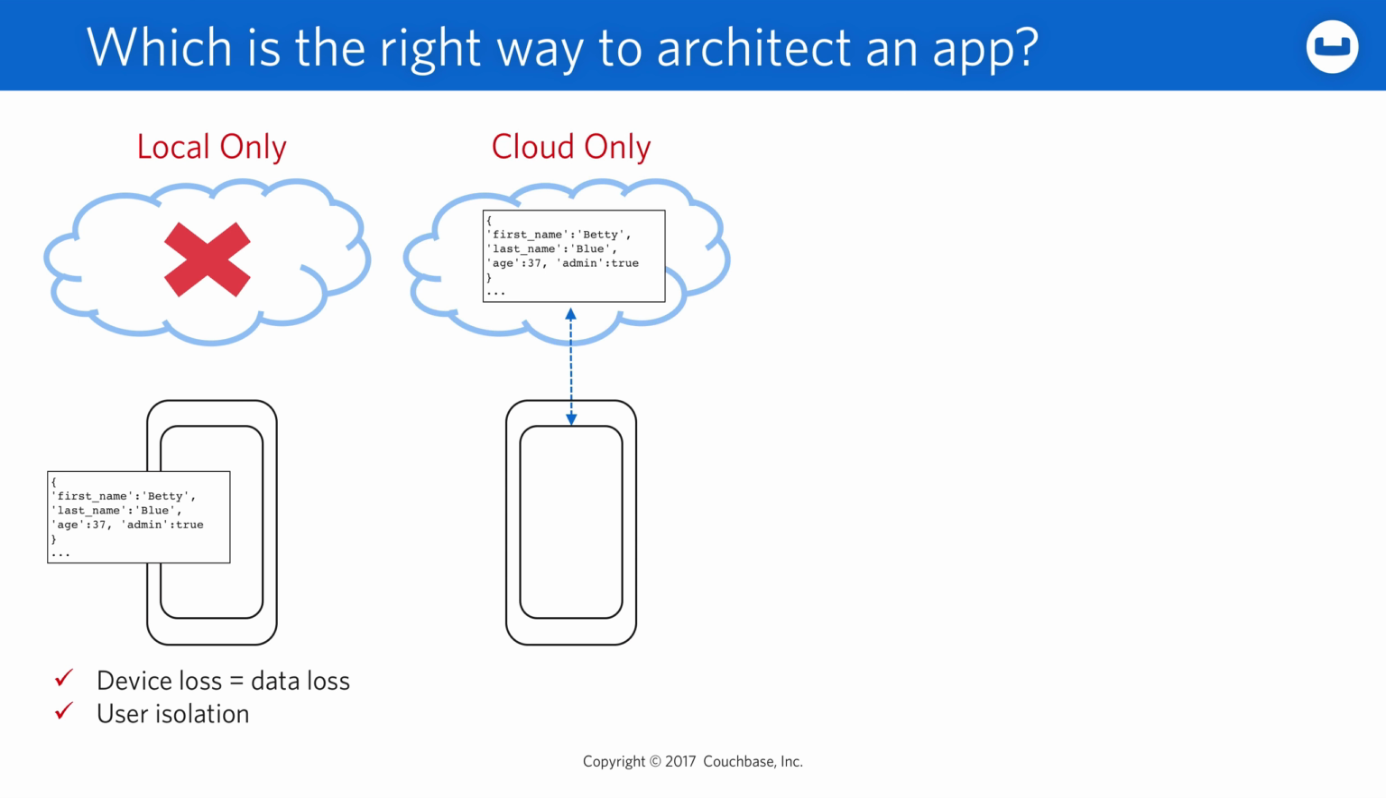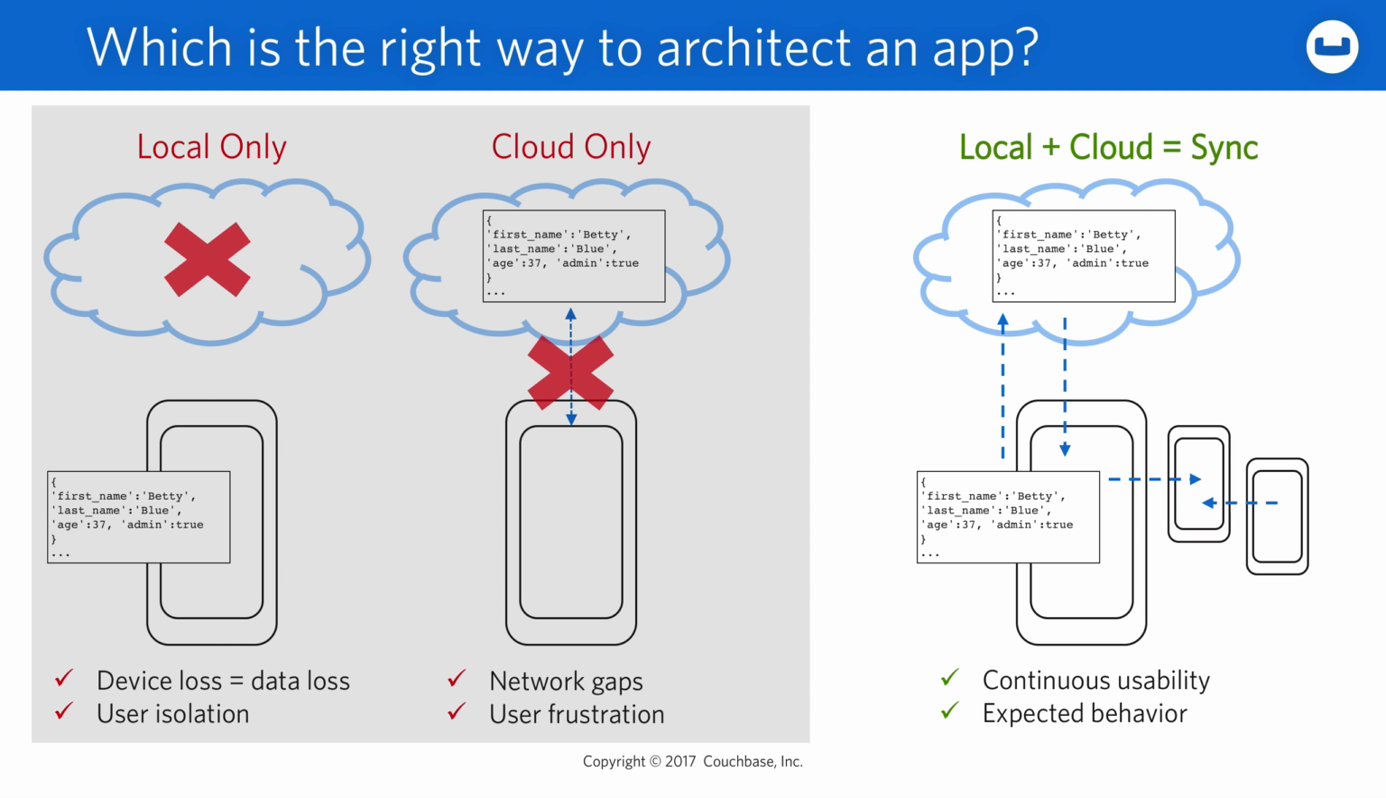However, a cloud-focused data storage strategy also isn't a good fit. We do not have universal network access on this planet, even though our mobile devices and sensors are moving further and further into the field. This means that when you hit a network gap, and you will, once again you have a frustrated user or data loss. So the real answer is synchronization.